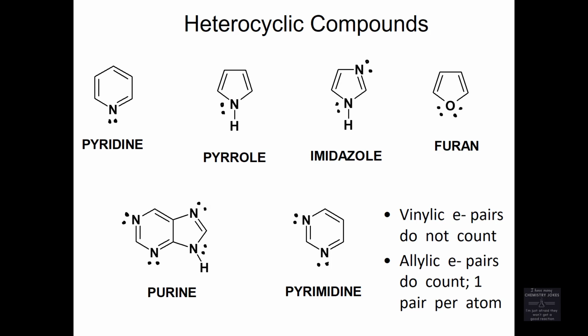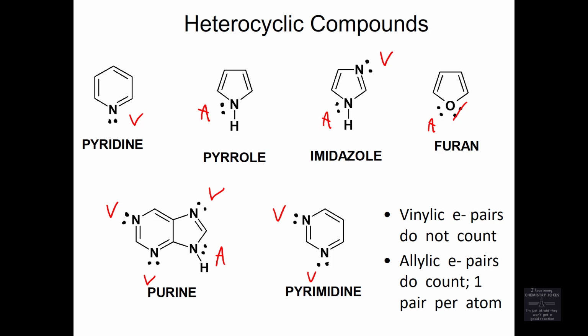All right, if we're going to go through here and put little V's and A's, this is pyridine, has a vinyl lone pair. Pyrrole has an allylic lone pair. Imidazole down here, that lone pair is allylic, that lone pair is vinyl. Furan has an allylic, but only one pair counts. Purine, if I'm starting all the way on the left, that's a vinyl, that's a vinyl, that's a vinyl, that's an allylic, that's a vinyl, that's a vinyl.